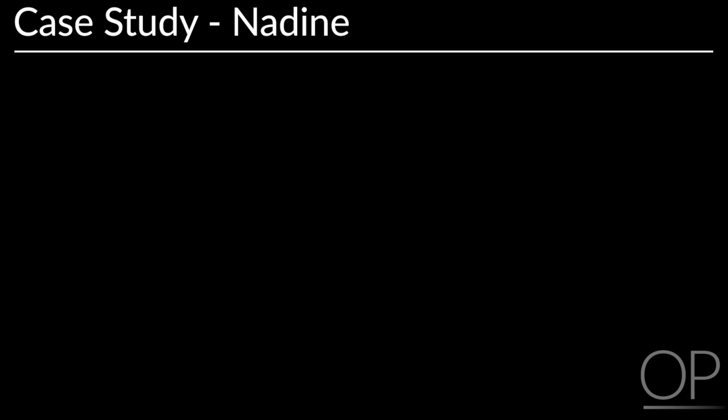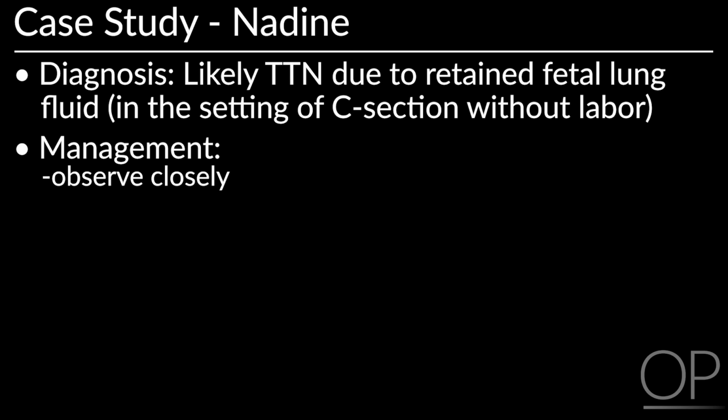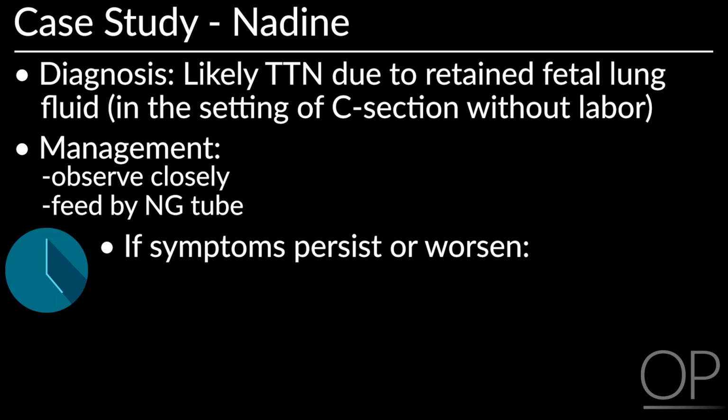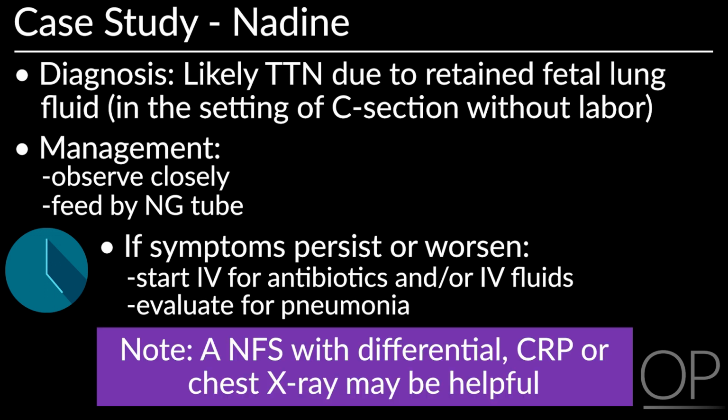Nadine probably has TTN due to retained fetal lung fluid because she was delivered by C-section without labor. She should be observed closely. She can be fed by a nasogastric tube. If her symptoms persist or worsen over the next few hours, an IV should be started for antibiotics and/or IV fluids while assessing if this could be pneumonia. An NFS with differential might be helpful.